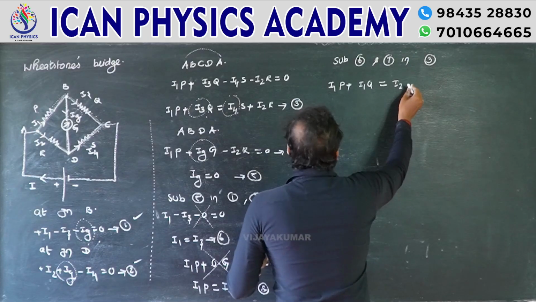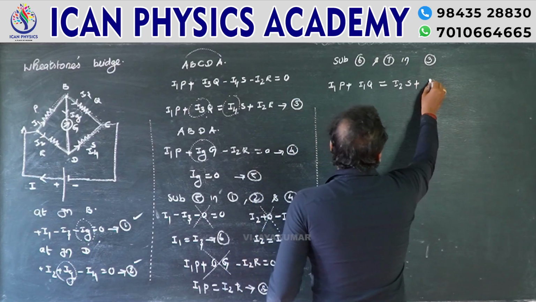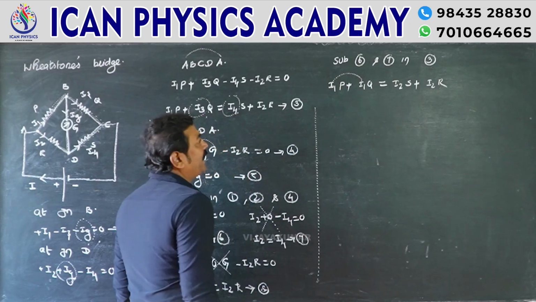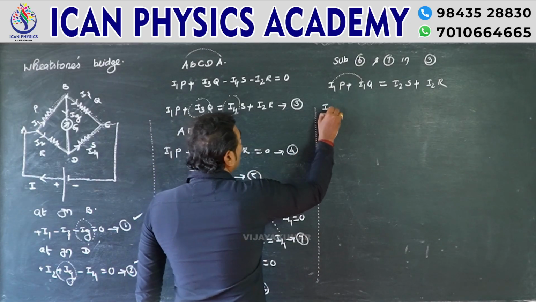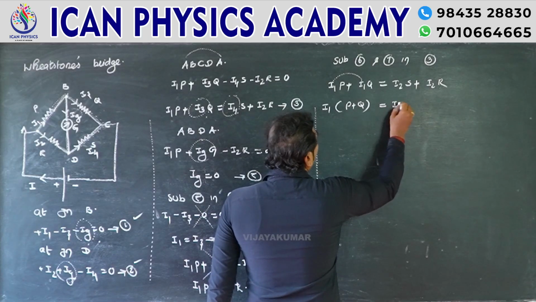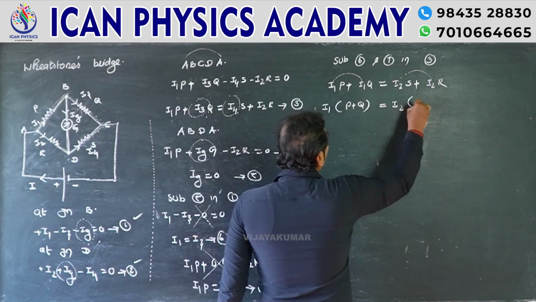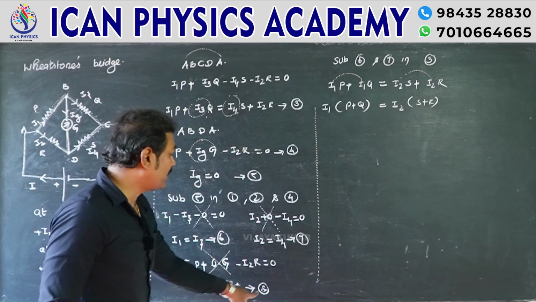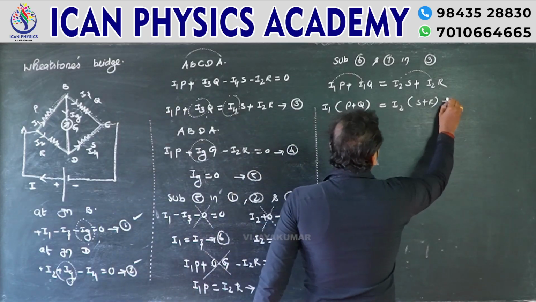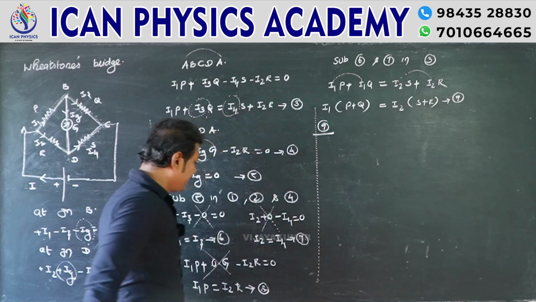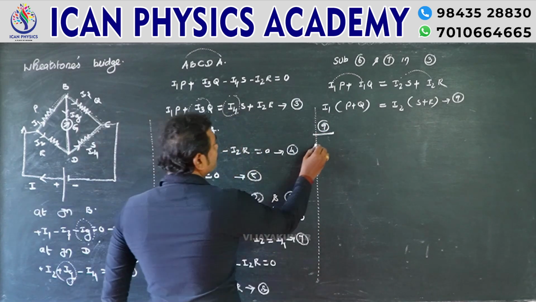So I2S plus I2R. In both of the terms, I1 is common. So I1 into P plus Q equals, here I2 is common, I2 into S plus R. Okay. So already we are given the name 8, so now it can be taken as equation number 9. So equation number 9 divided by 8.